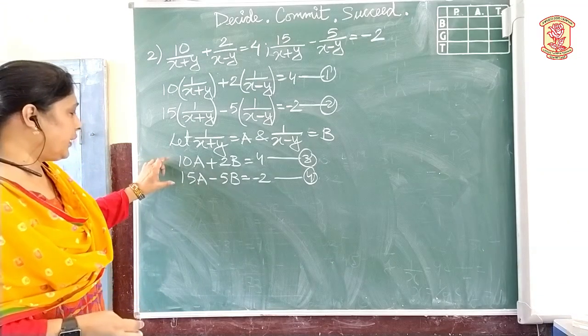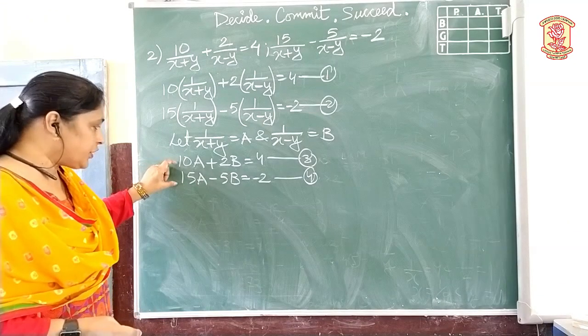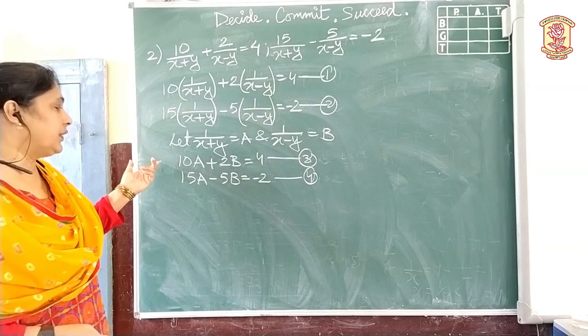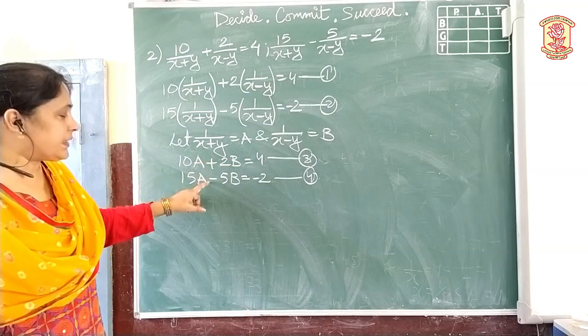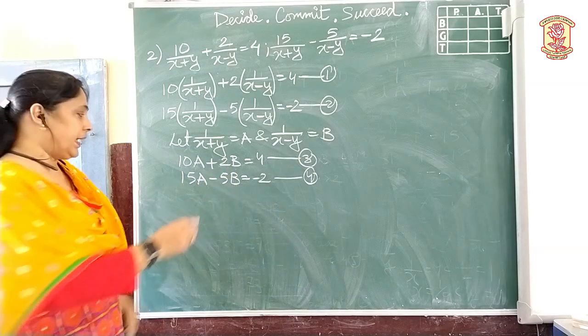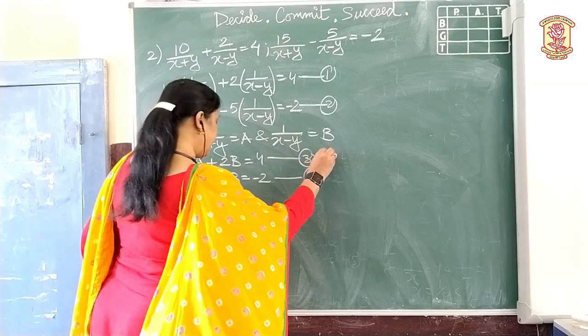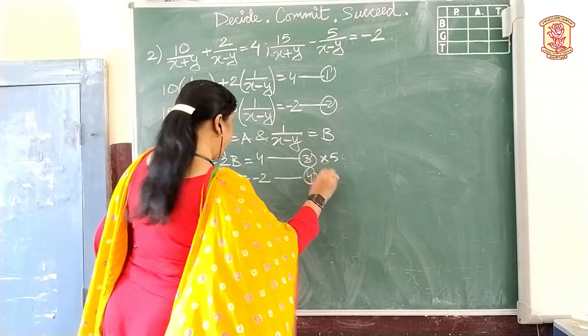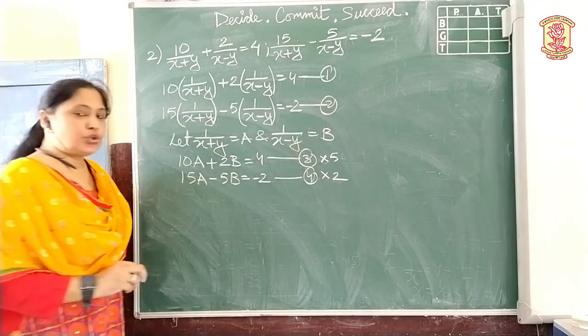If we have to equalize the coefficients of a, we have to get the LCM of 10 and 15, that comes out to be 30. And here already the signs are opposite. So it's better if we equalize the coefficients of b and add. So to equalize the coefficients of b, we multiply the third equation by 5 and the fourth one by 2.